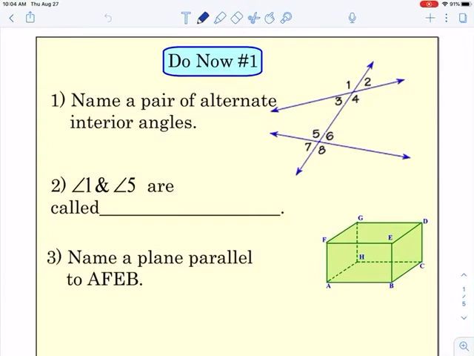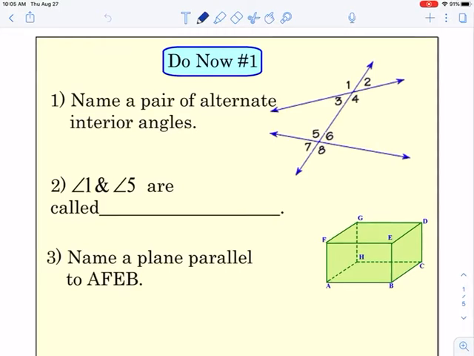Okay, for Do Now number 1 for chapter 2, we want to name a pair of alternate interior angles. Again, if you think of two lines as the bread of a sandwich, interior is going to be the inside of the sandwich, and alternate means that they have to be on opposite sides of the transversal, and one has to come from the top and one has to come from the bottom.